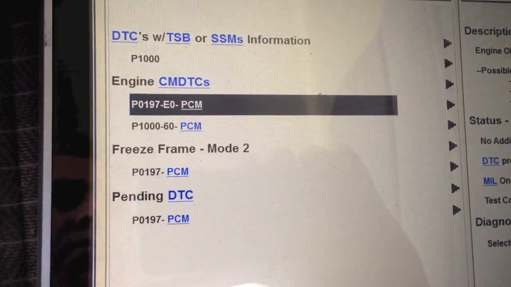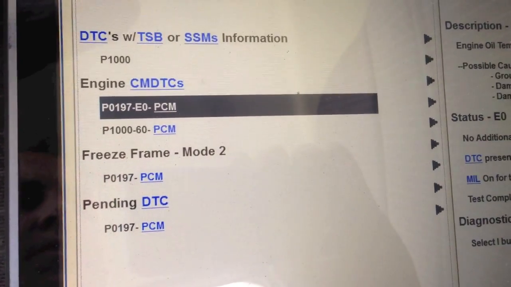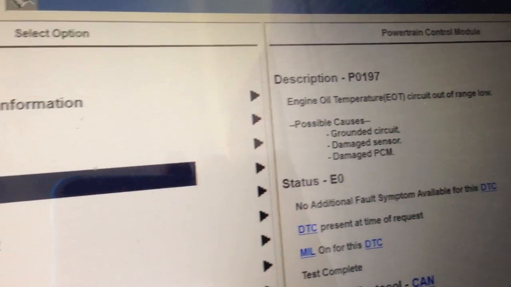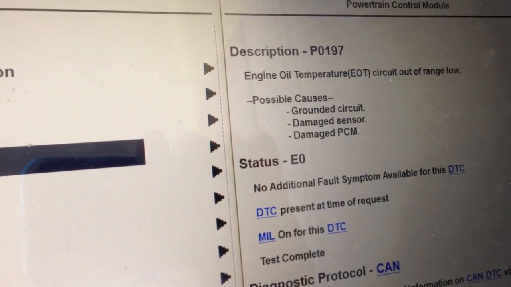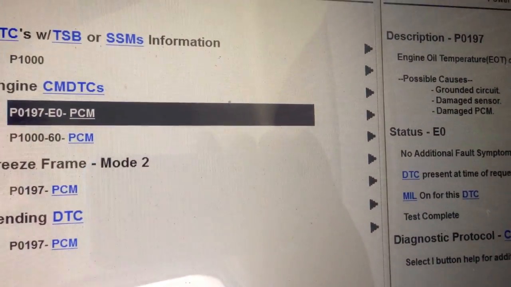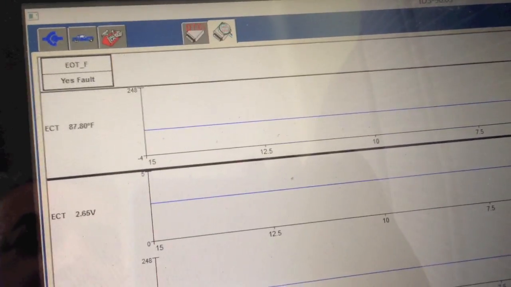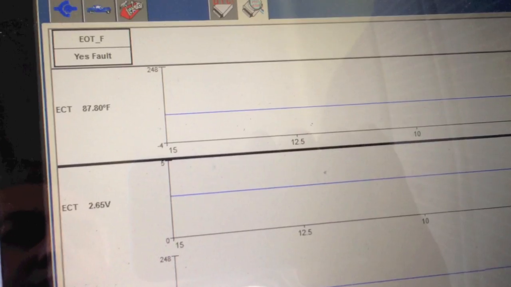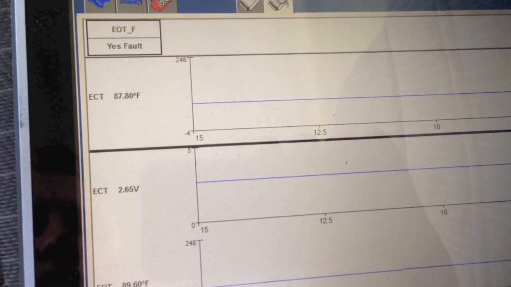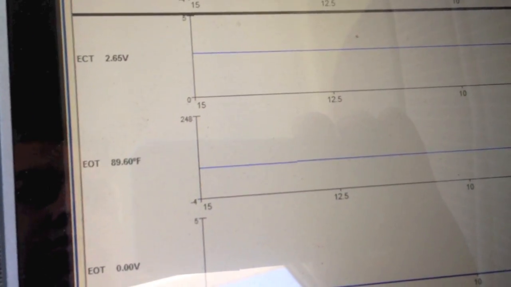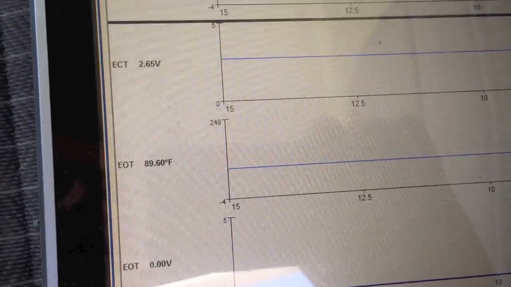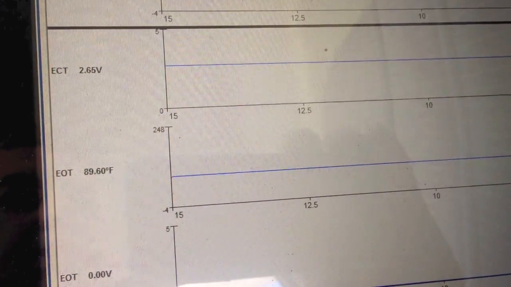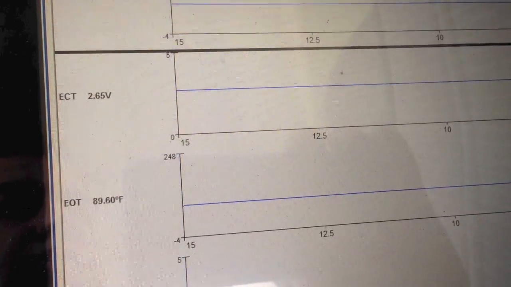See, it has a code 197 for the oil temp. We look at 197, we have it highlighted. It says the oil temp circuit. But if we were just watching the PIDs, it says coolant temp's at 87, oil temp is 89, so you would think, okay, it must have a signal. But look at the voltage.